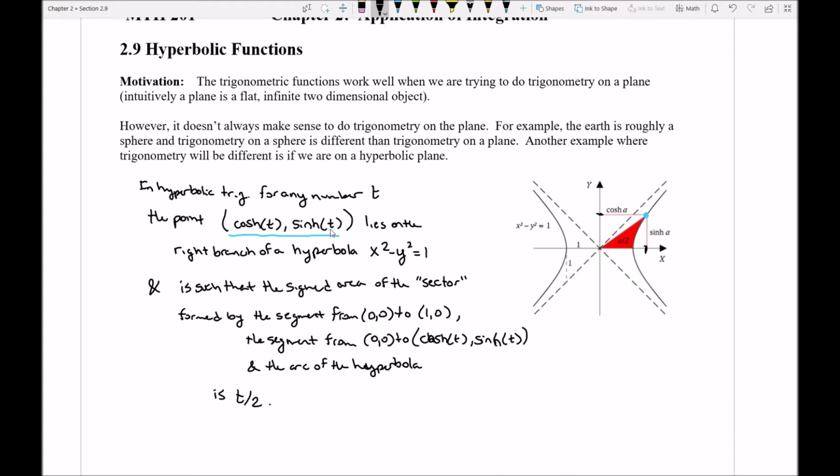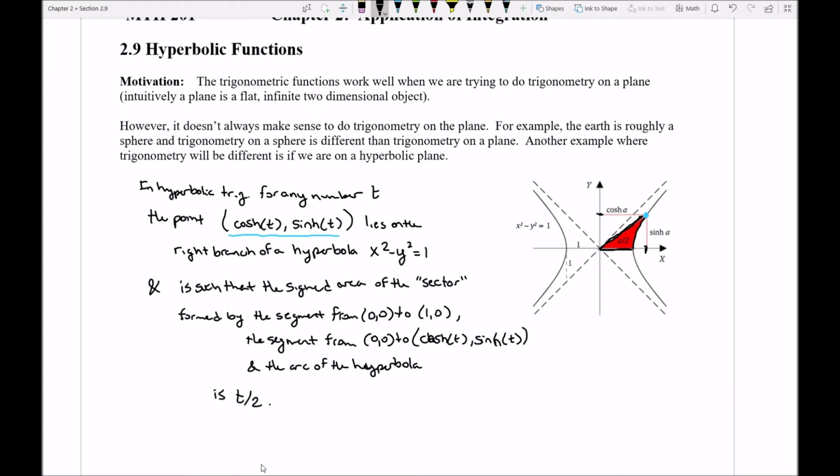And the way that I'll know where to position these is because I want to set up the following area. I'm going to have a line segment that goes from 0, 0 to 1, 0. Notice that's this edge in the picture. I want to go from 0, 0 to my special blue point. That's this edge in the picture. And then I want to follow the arc of the hyperbola, which looks, of course, like this. So I get this red region in here, and I want that region to be equivalent to t over 2.